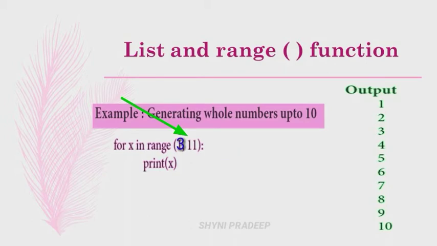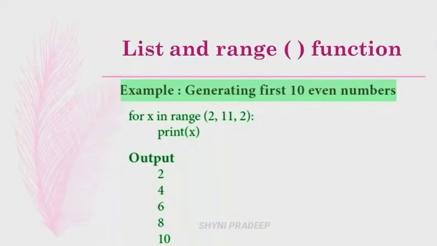See next example, generating first 10 even numbers. Here we are going to generate the list of even numbers for the given 10 numbers. So see this program. For x in range, here start value is given, that is 2. Stop value is 11 and increment value is 2.